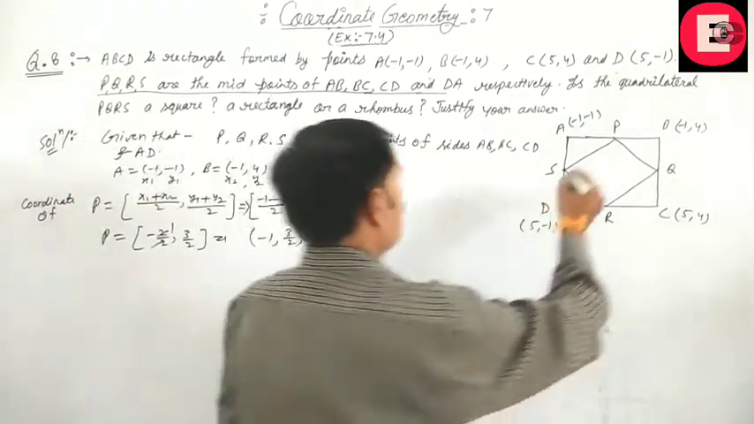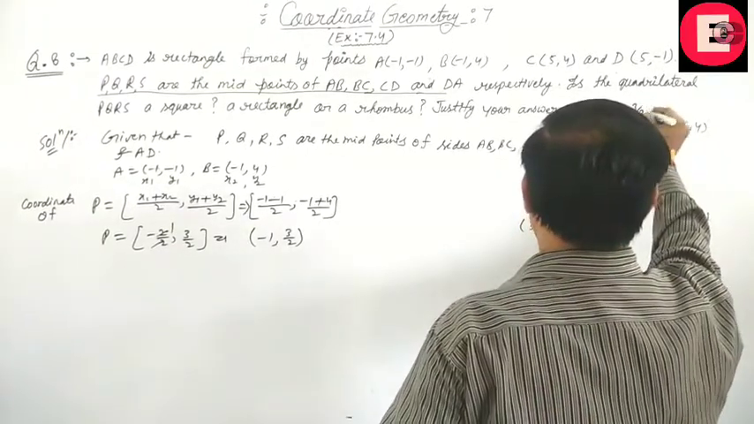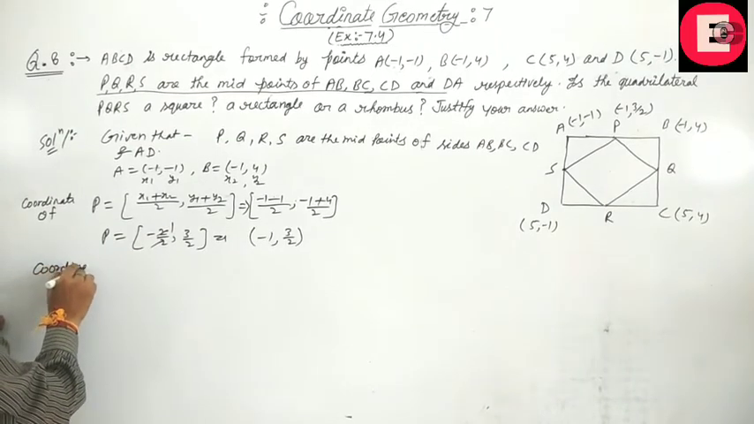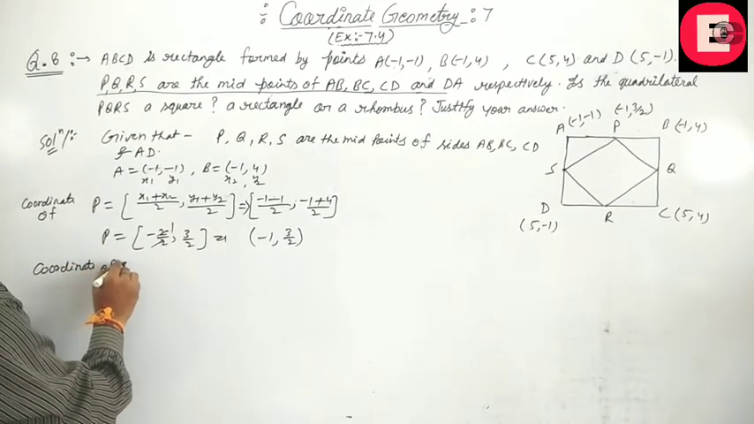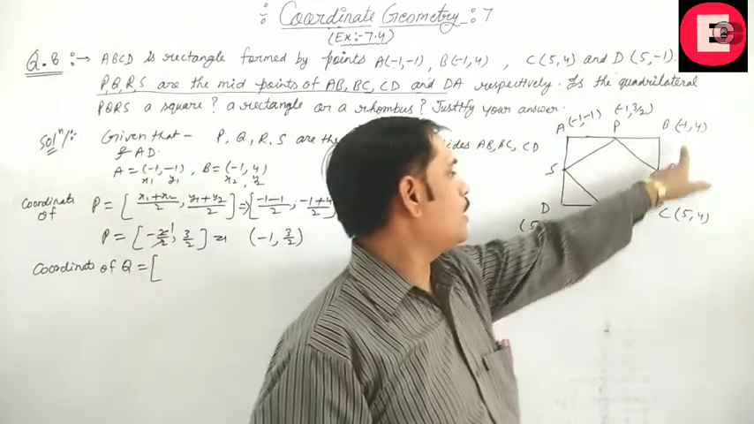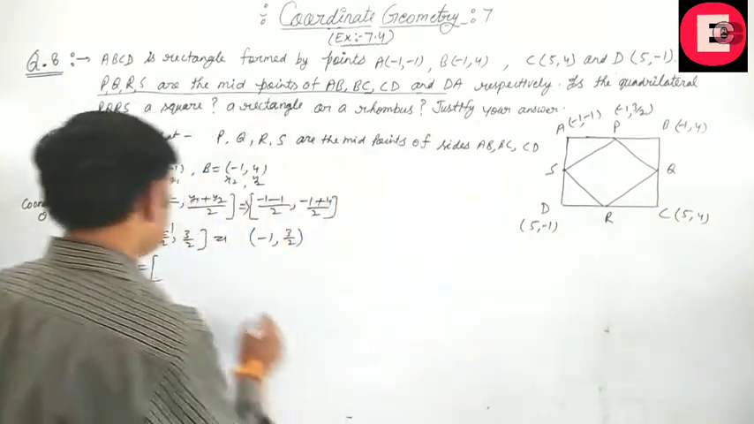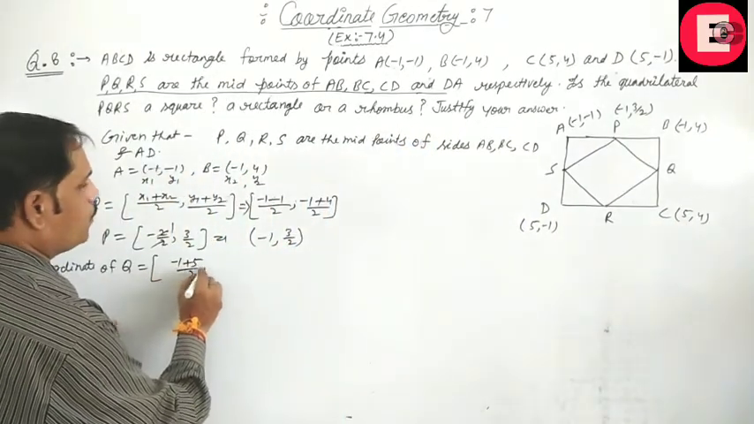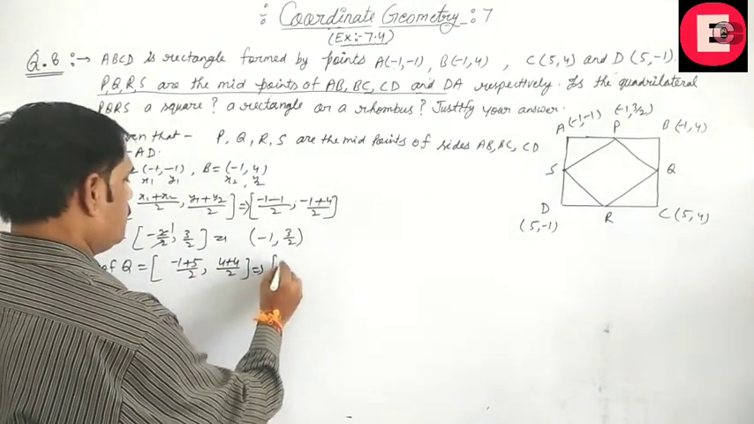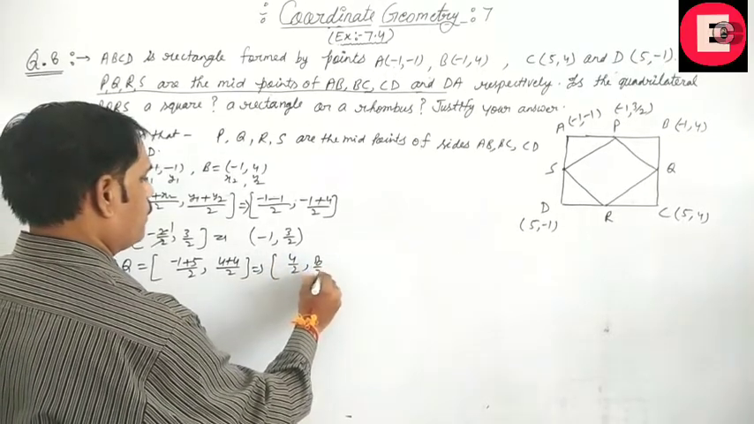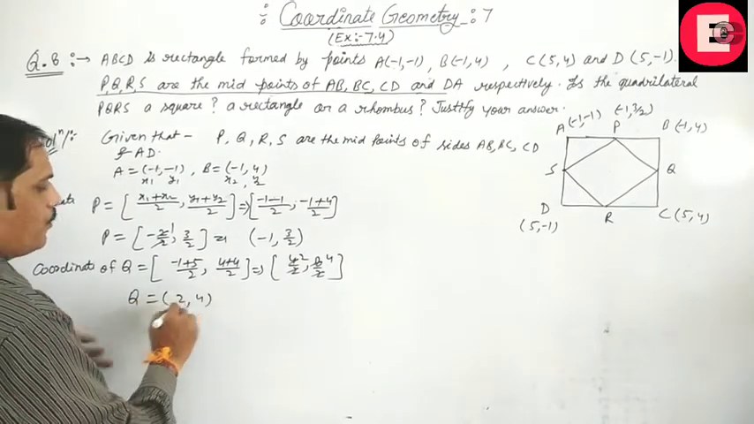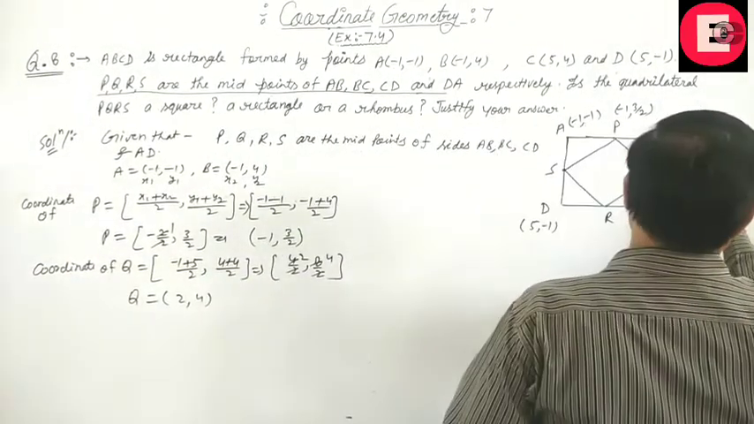So the coordinate of P is (-1, 3/2). Now for the coordinate of Q: here x1 is -1 and x2 is 5, so (-1 + 5)/2, and y1 is 4, y2 is 4, so (4 + 4)/2. This will be 4/2 and 8/2. After cancellation we get Q is equal to (2, 4). So the coordinate of Q is (2, 4).